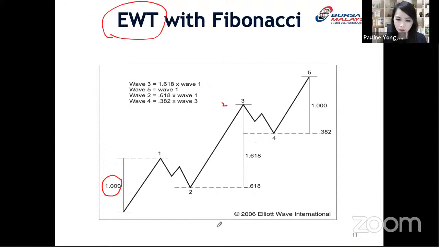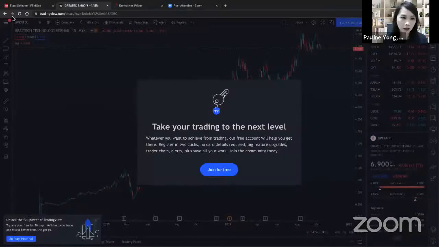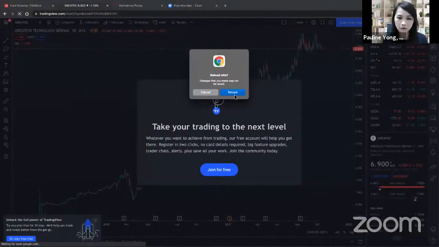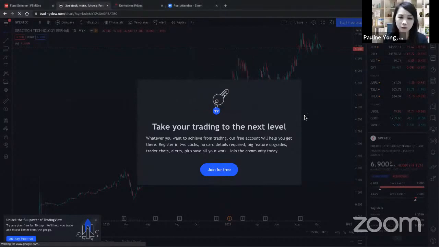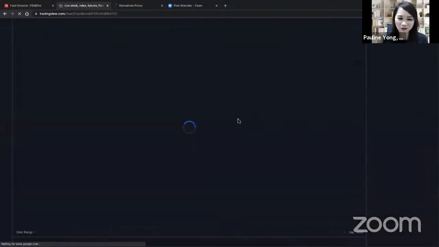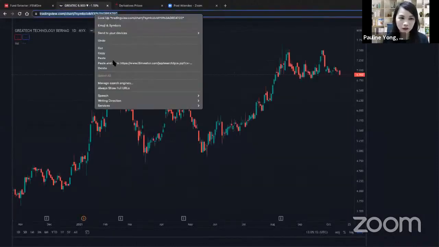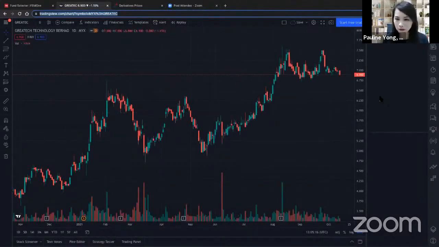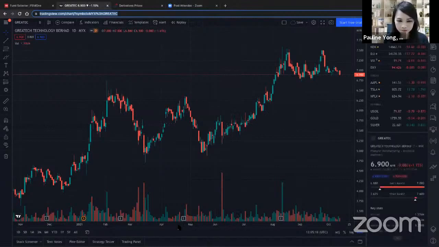Maybe I go into some charts first, just to make sure that you know how to count the wave, at least the first 5 waves first. We don't talk about the correction first. So we count the first 5 waves first. Okay, let me load my chart. I'm using TradingView, and I'll give you this link. We see the wave together and see whether you can count.